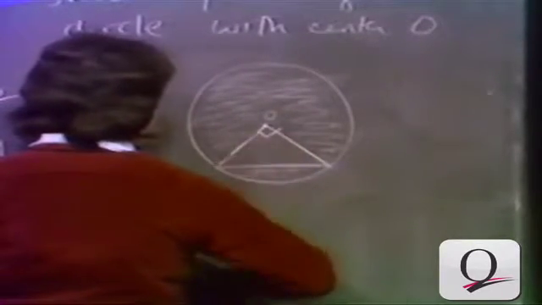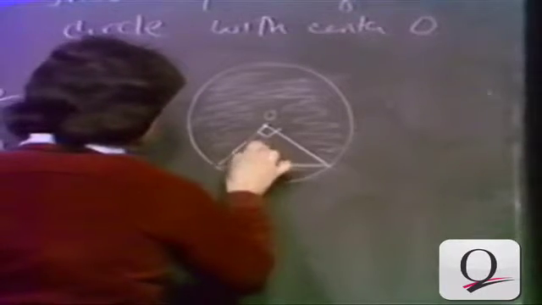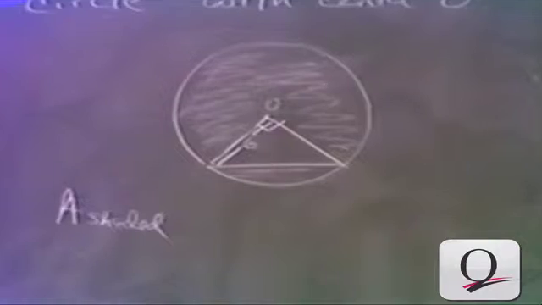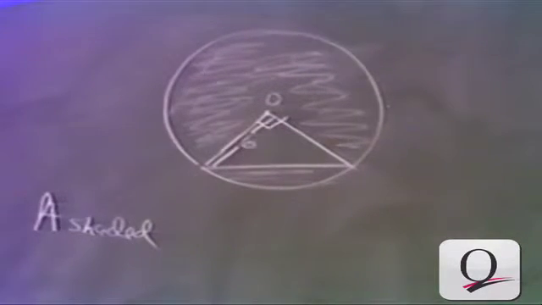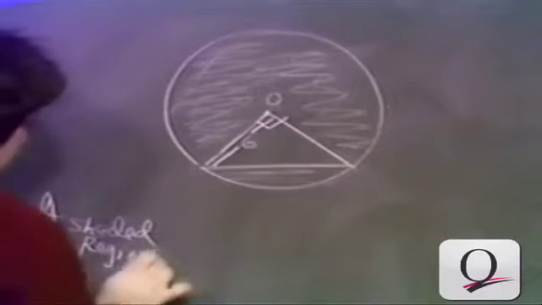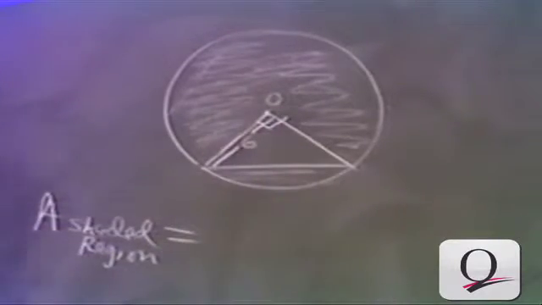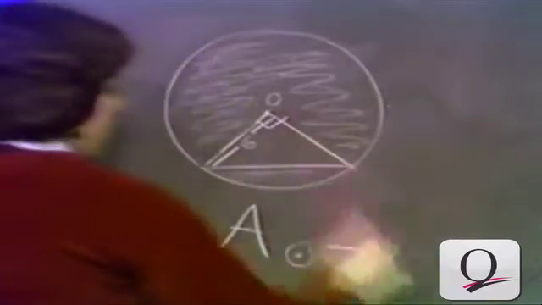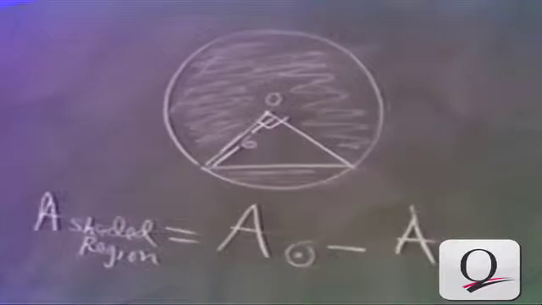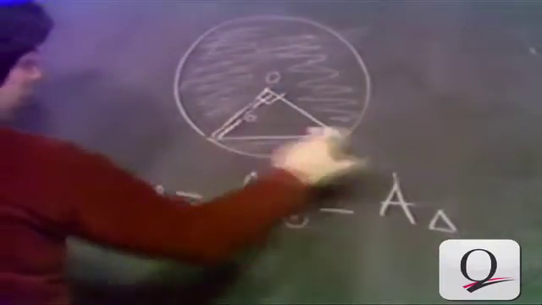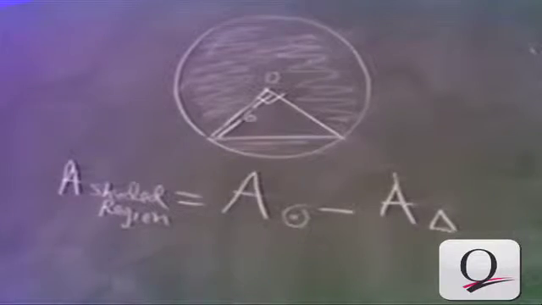Make sure you can see this here. 6 represents the length there. The area of the shaded region is the area of the circle take away the area of the triangle. That'll leave us with the shaded region. The area of the entire circle, take away the area of the triangle, which is not shaded in.